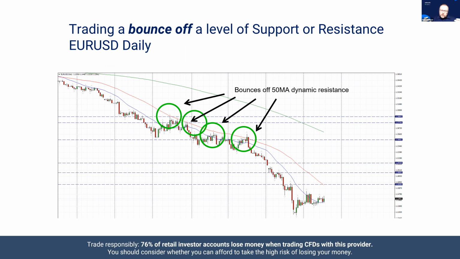And so that's it, and as I said, there's lots of nuances to that. There's lots of little different styles of it, but ultimately, that's what you're doing. You're trading a breakout or a bounce off a level of support and resistance.